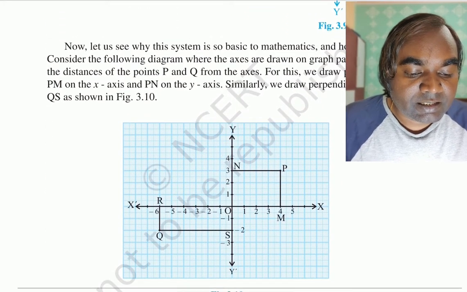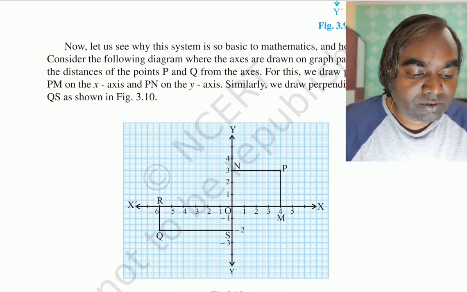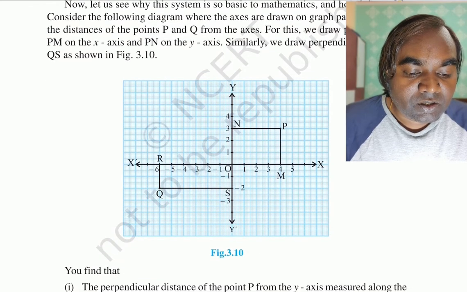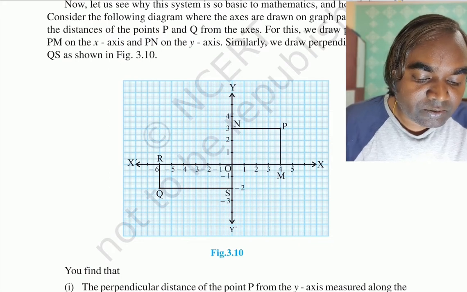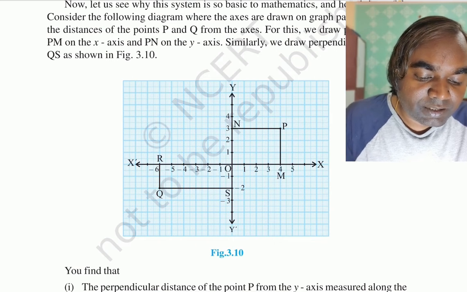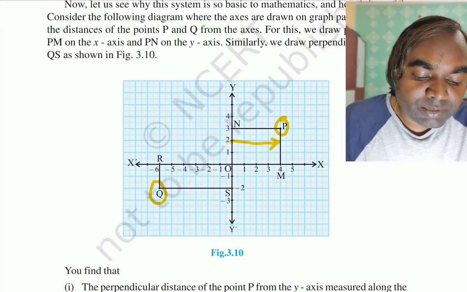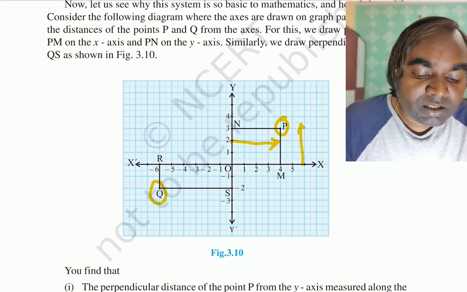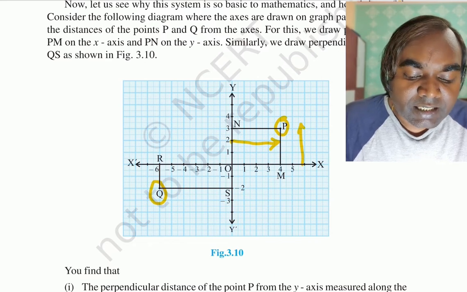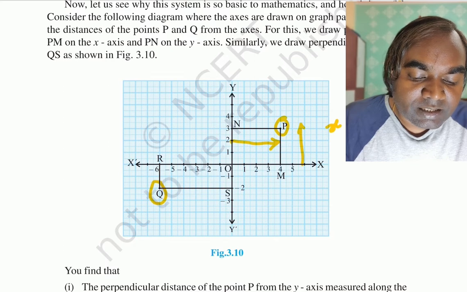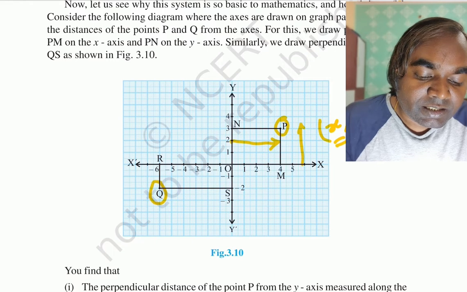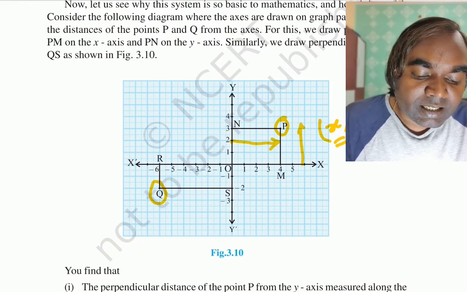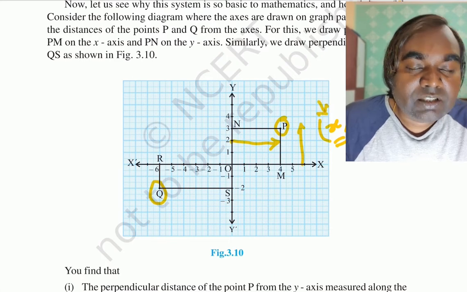Now let us see why this system is so important to mathematics and how it is useful. Suppose you want to locate some points P and Q in a graph. How will we determine the position of P and Q? For that you will measure the distance of P from the y-axis along the x-axis and the distance of P from the x-axis along the y-axis. Basically these two values will decide the position of point P, and that point is denoted by, suppose, x and y. This x is the distance of P along the x-axis, at what distance it is from the y-axis. So that is denoted by the x coordinate.